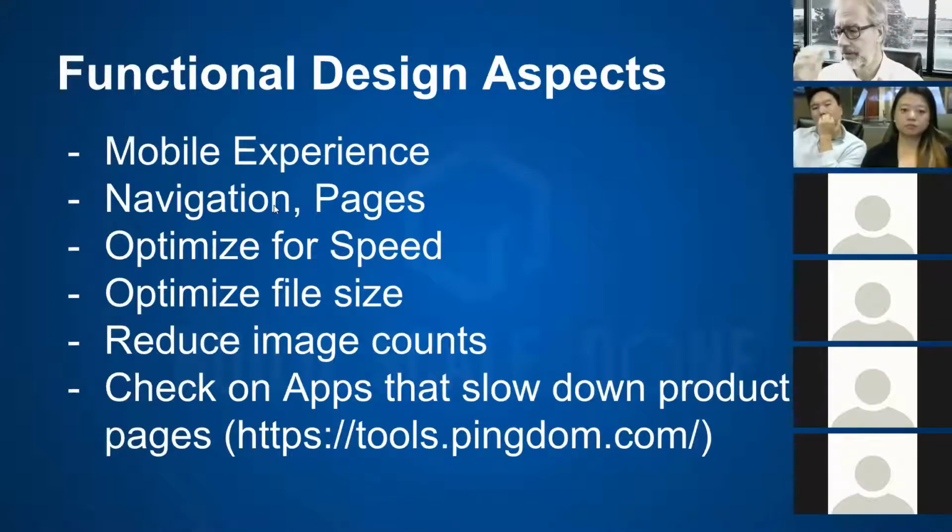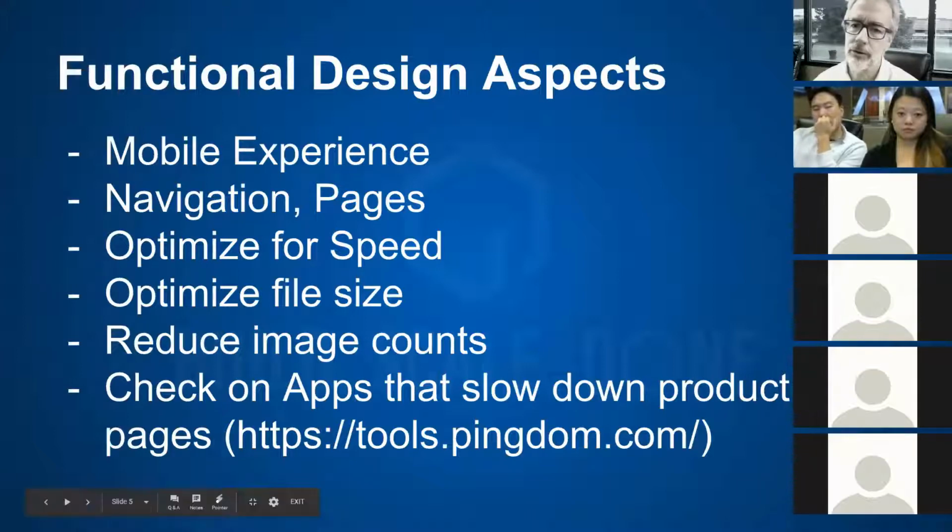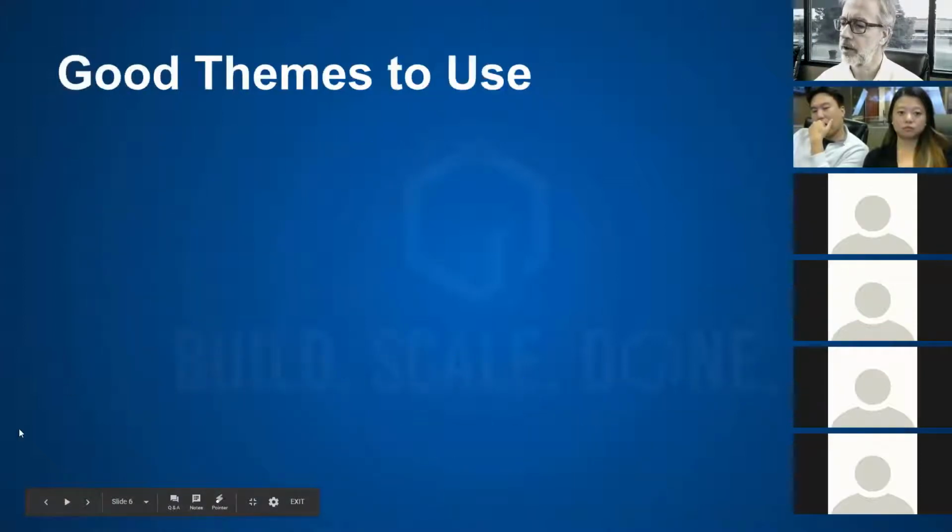So there are some ways to look for this: reducing the image counts, and checking on apps that can slow down the product pages in particular. And I put a link here. I'm going to also put this in the members area outside of here so you can click on it. If you go to tools.pingdom.com, you get to a page that allows you to analyze the speed of a page by each single element that loads on the page. Maybe if you have time later on, we can step into this for a minute, type a product page into this tool, and see how that breaks down and how certain apps can slow you down in the load time.